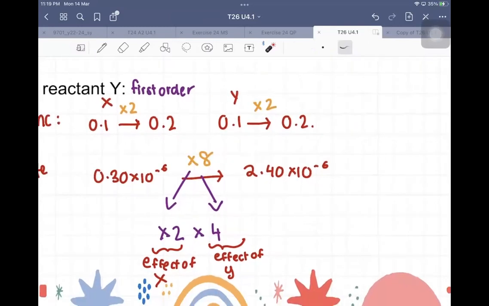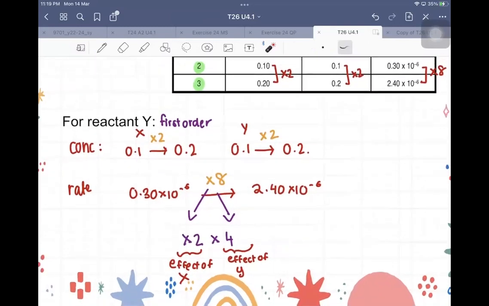I repeat. For experiment 2, the rate is 0.3 times 10 to the power of minus 6. For experiment 3, it is 2.4 times 10 to the power of minus 6. And that is an increase by a factor of 8, or a multiple of 8.